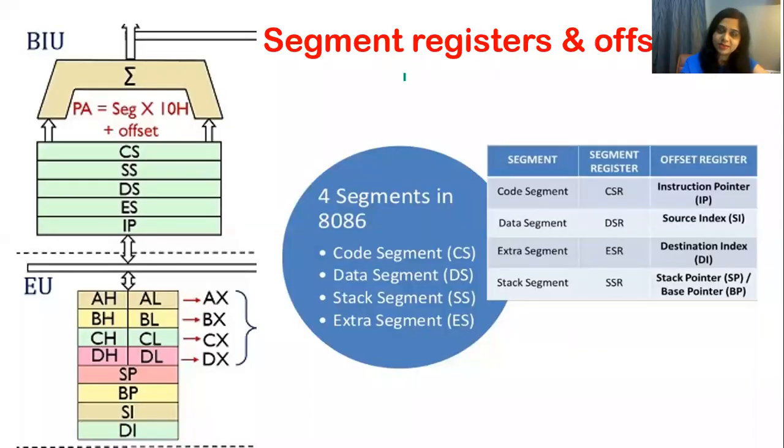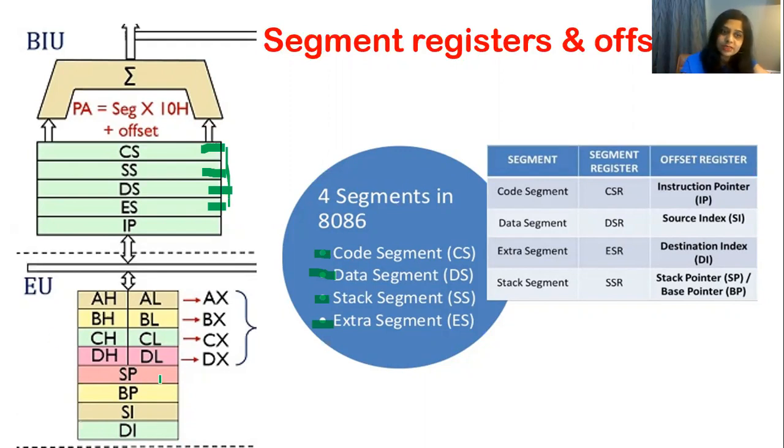Now segment registers and offset. Whenever we connect memory to 8086, that memory is divided into 4 segments, that is code segment, data segment, stack segment and extra segment. So what are these registers? This is the bus interface unit part, and here there are 4 registers: code segment register, stack segment register, data segment register and extra segment register. These registers are used to hold the base address of the memory segment. Base address means the bottommost address of the memory segment.